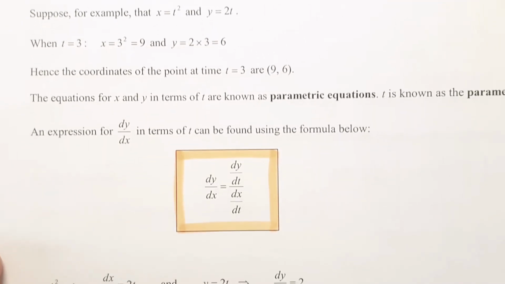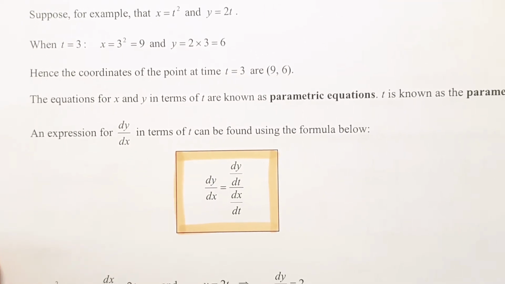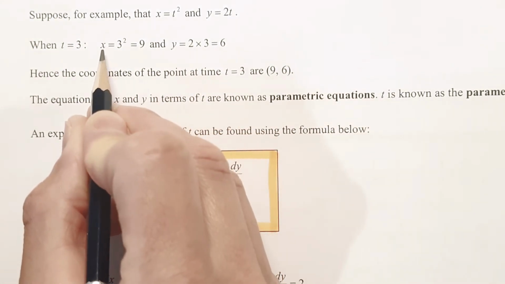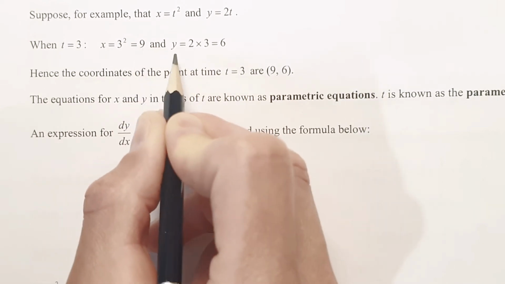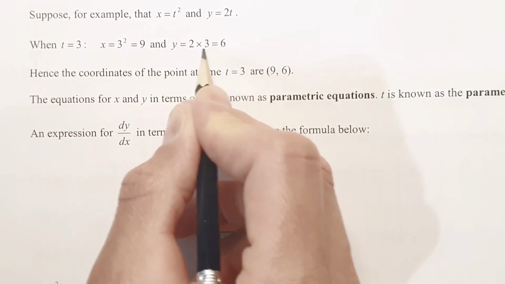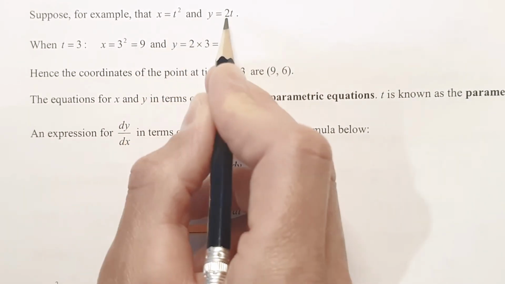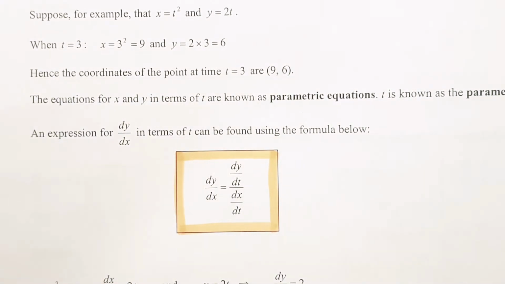So if we've got t equal to 3 seconds, or 3 minutes, or whatever it happens to be in, however it doesn't say the units here. So if x is equal to 3 squared, that gives you 9, and y is just 2 times 3, which is 6. That's just using these two equations here. So at the point when time is equal to 3, the new coordinate is going to be 9, 6.